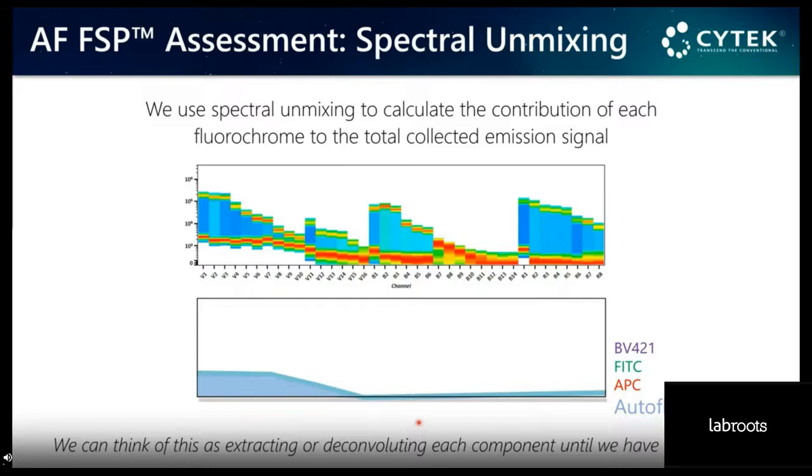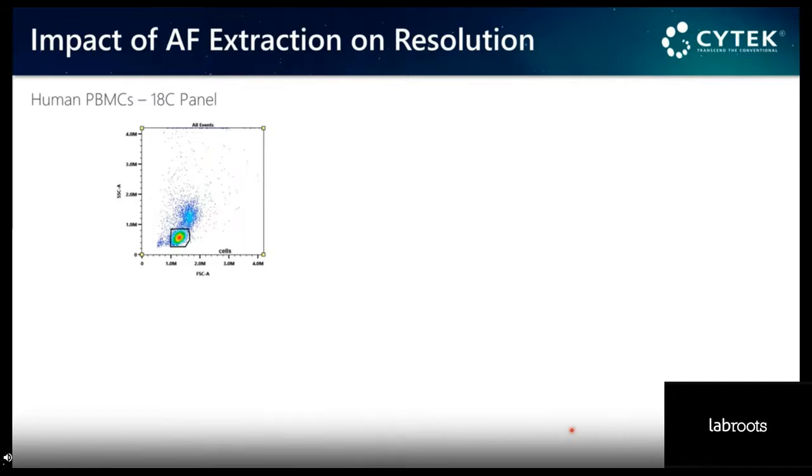In the case where extraction is done, what we are doing is defining autofluorescence as another fluor in your panel, characterizing it from the unstained cells, and then being able to do the computational removal of it. So let's see how that removal looks in real data.